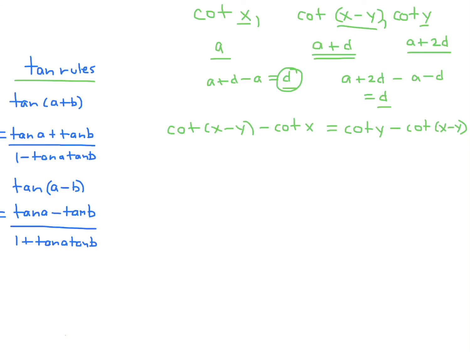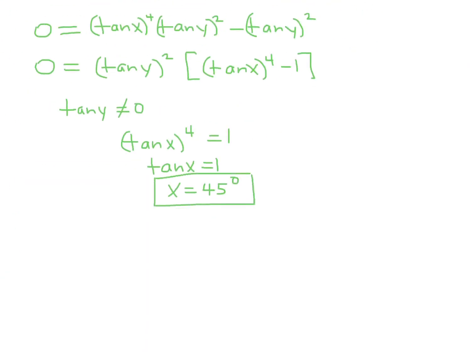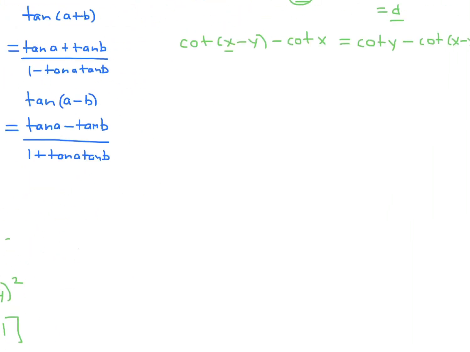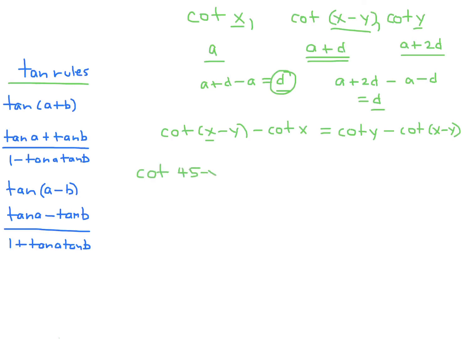Well, the good news is we got a value for x, right? One of our variables, we got it. All that hard work should be helpful in some way. It should be useful. X equals 45. The fruits of our labor should be utilized in some way. So the cotangent of 45 minus y, put that in there, minus the cotangent of 45. Hopefully this will help us. And let's see here.